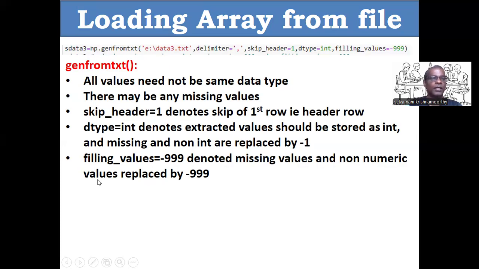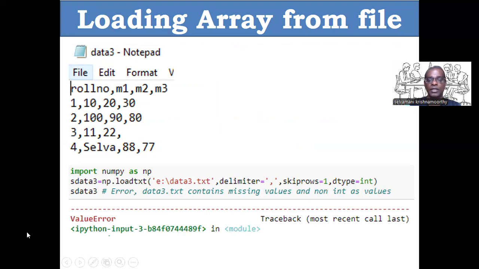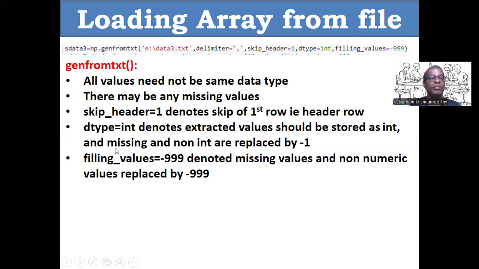Good. dtype=int denotes extracted values should be stored as int. If the file contains any missing and non-int values, what will happen? Missing and non-int values are replaced by -1. Loadtxt cannot do this; loadtxt gives an error. So dtype int denotes extracted values should be stored as int. If there are any missing or non-int values, they will be replaced by -1.